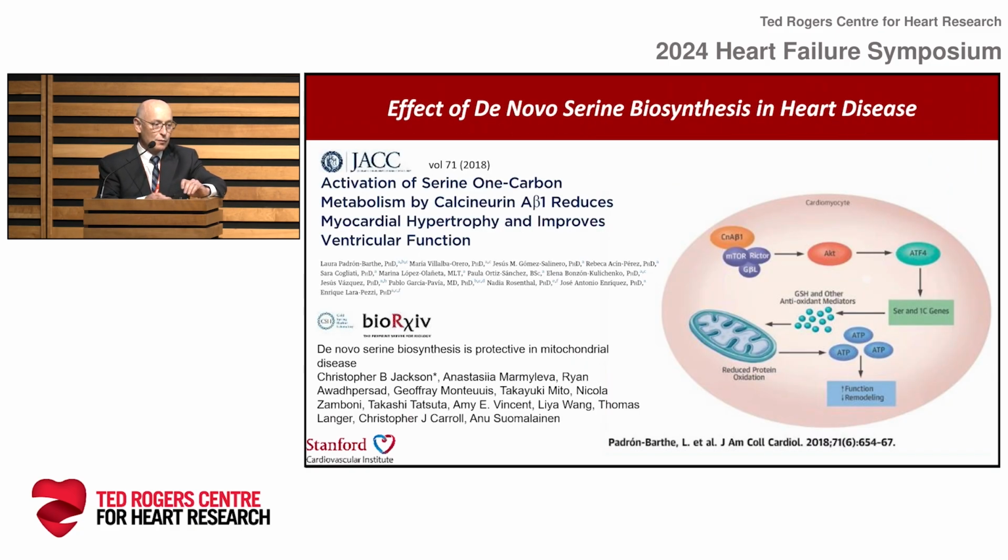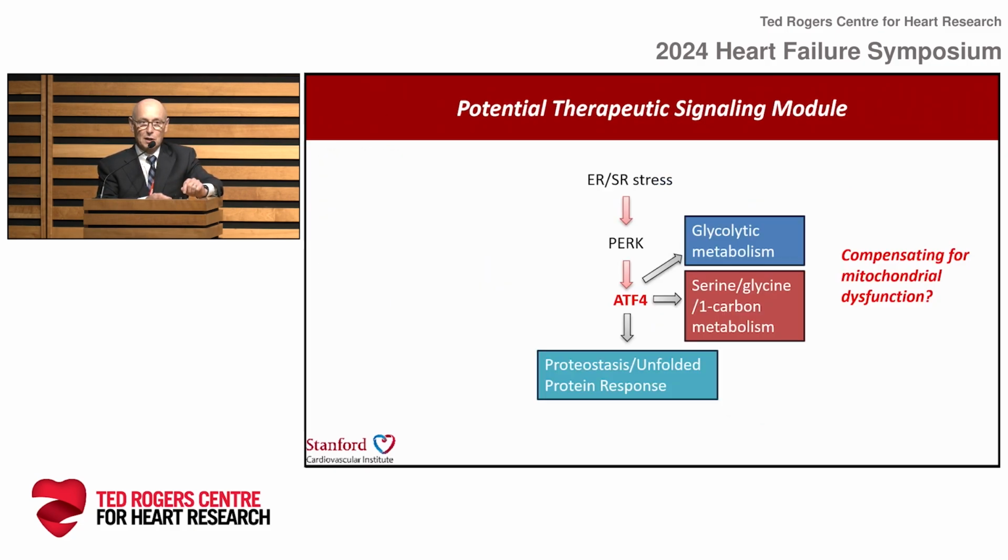And that was actually foreseen in the literature before. Activation of serine 1-carbon metabolism has been shown to be beneficial in myocardial hypertrophy in animal models. And then there's a recent paper that just came out in bioRxiv that it acts through affecting mitochondrial disease, which we thought was really interesting, and I'll get back to in a few slides. So our overall view of this process now is that ER stress activates this PERK pathway, which is a good thing, activates ATF4, and works through these downstream processes, perhaps to compensate for mitochondrial dysfunction in the disease.